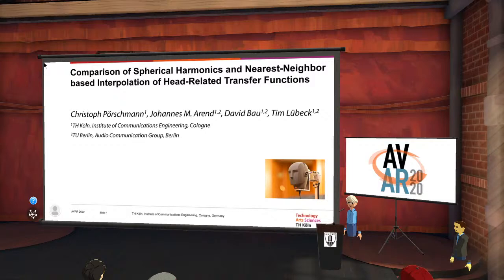Shall I introduce you briefly? Yes, let me introduce the next talk. The next talk is given by Christoph Pörschmann from TH Köln, Technische Hochschule in Köln in Germany. The talk will be on a comparison of spherical harmonics and nearest neighbor-based interpolation of head-related transfer functions. So again, a nice combination, I think, of HRTF technology and spherical harmonics. The stage is yours.